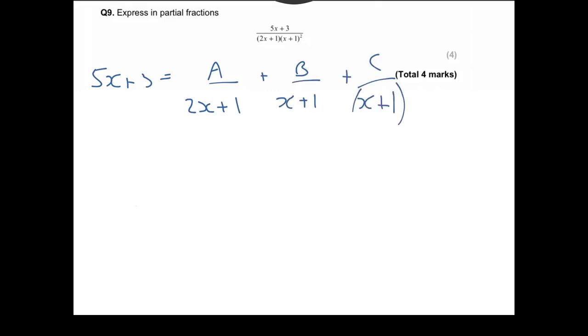All right, question 9. So yeah, we've got a repeated root in the denominator. So we're going to turn this into 5x plus 3 equals a over 2x plus 1 plus b over x plus 1 plus c over x plus 1 squared. So that's how we deal with a repeated root. In the denominator, we have the root repeated with c, and we have the root on its own with b. The rest of this is as it was before.